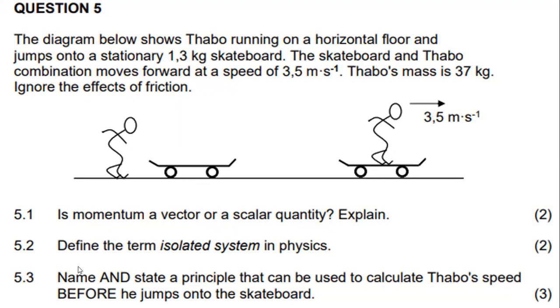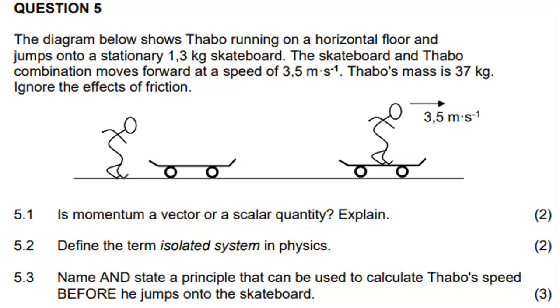Now, let us go to the questions. Is momentum a vector or a scalar quantity? Then we are asked to explain. Now, we know momentum is a vector quantity. This is a recall question. It's a remembering question. You must know by now. It is a vector quantity. Then we must explain, because it has both magnitude and direction.